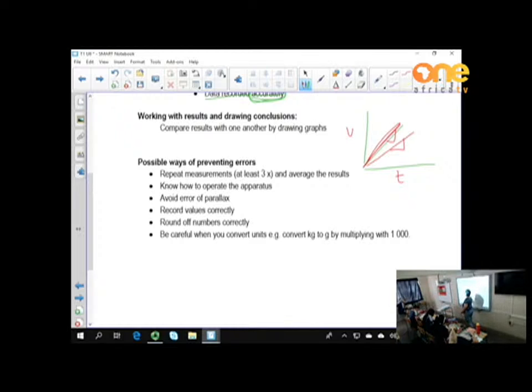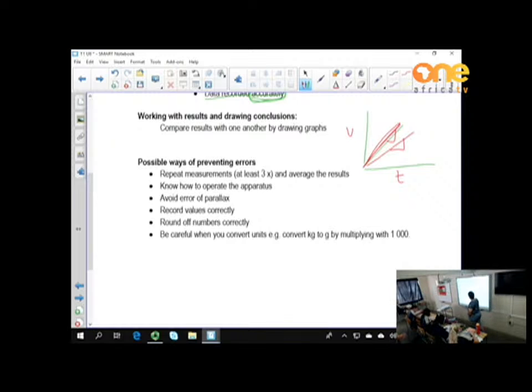Possible ways of preventing errors. People, it's common sense. Why do I list them like this? One of the papers that you have to write in exams is a so-called alternative to practical. They give you a practical all in words with pictures and everything, and then ask you what you could do to this practical to make it more accurate. So you have to look at which of these things would fit onto that practical. It's just general common sense stuff.